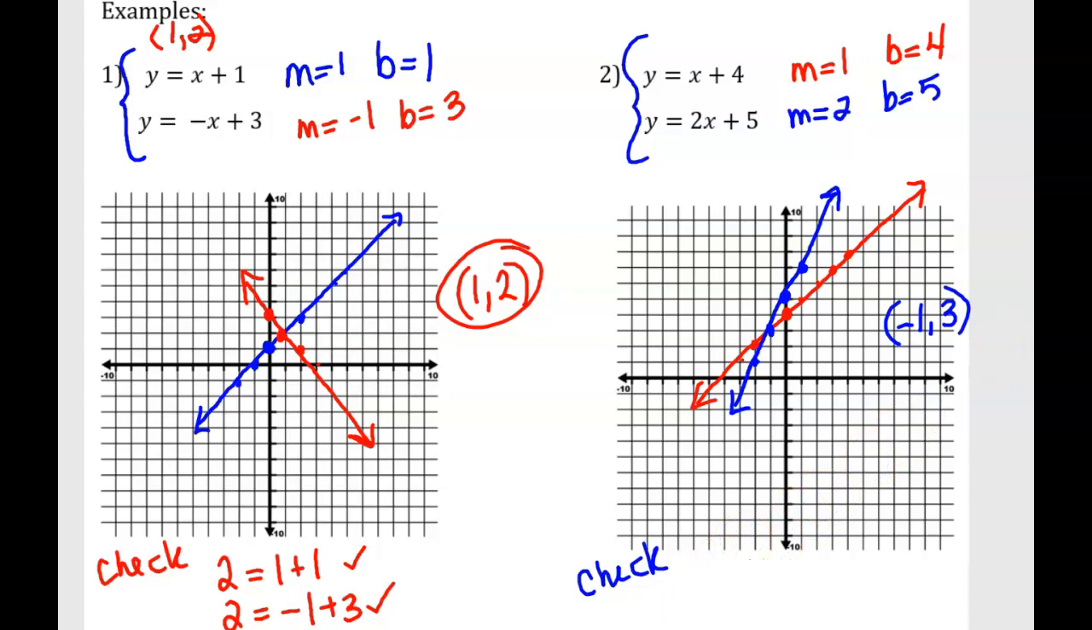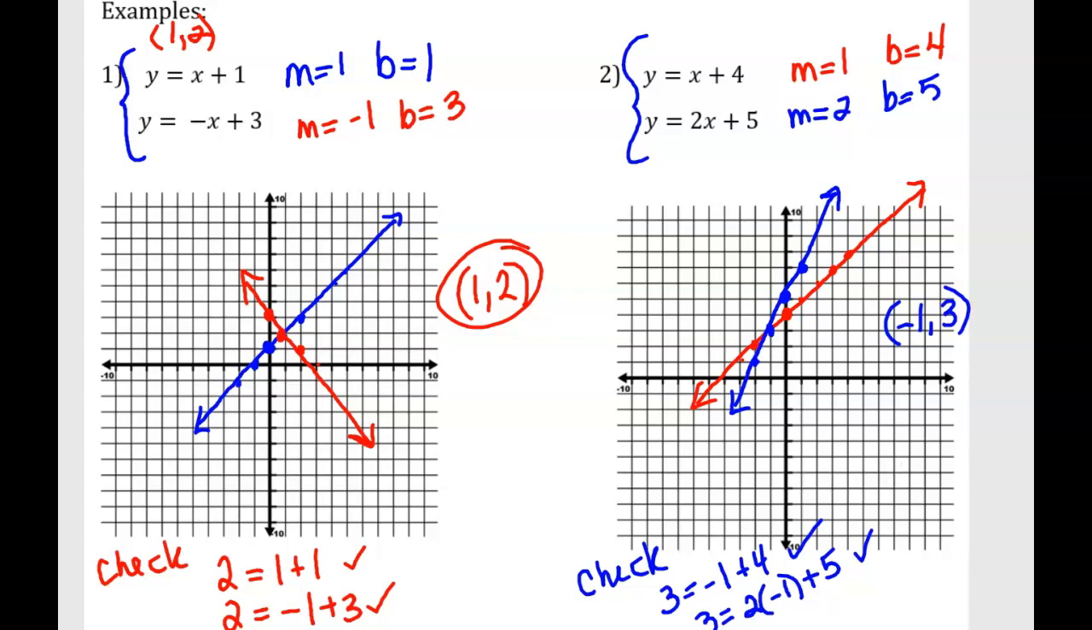Made a mistake there. So the check step should be y, which is 3. Does that equal -1 plus 4? Yes, it does. And the second check step, my y is 3. Does that equal 2 times -1 plus 5? So that's -2 plus 5, and that does equal 3. So it works for both of those.